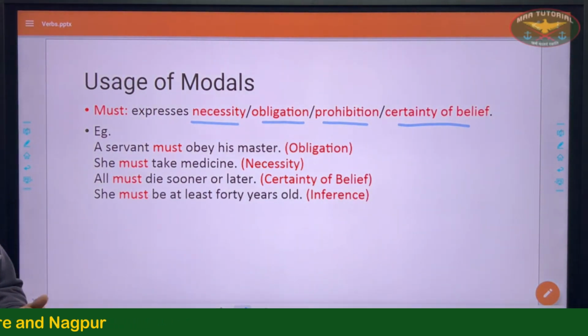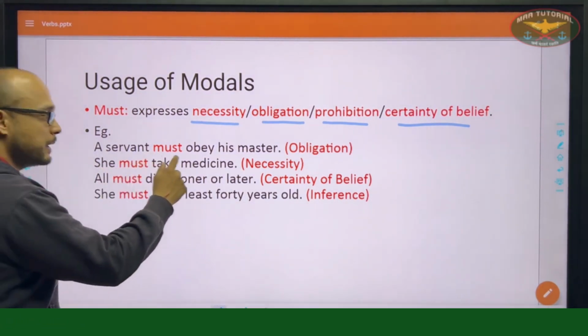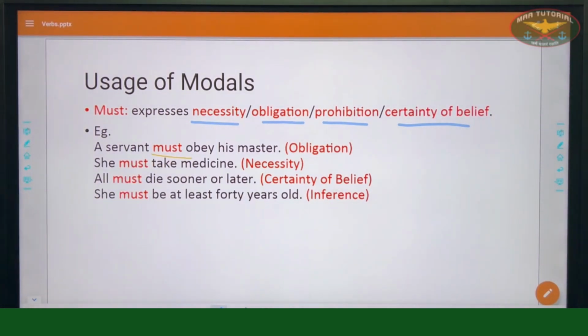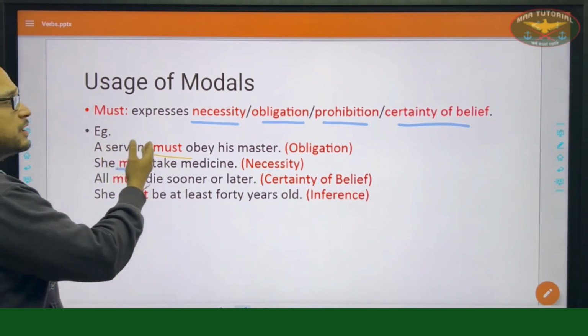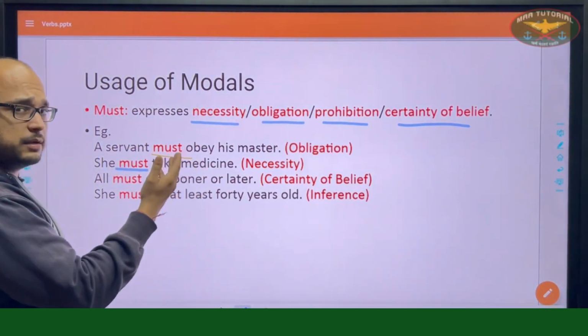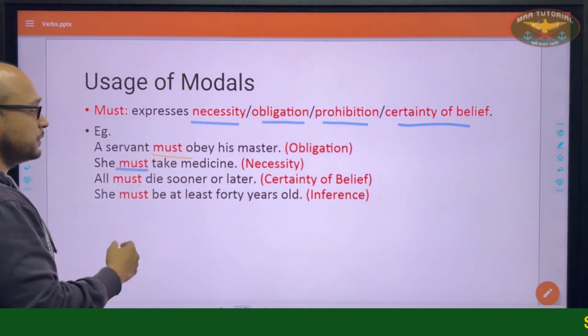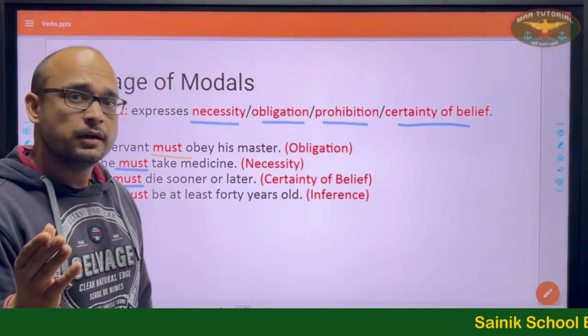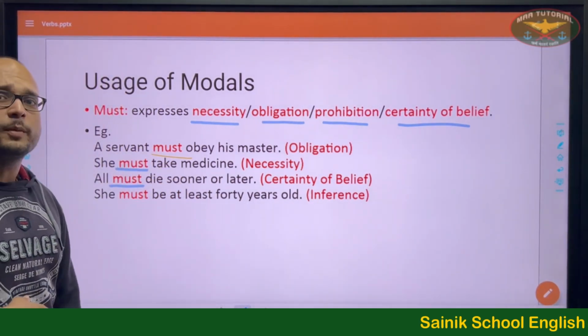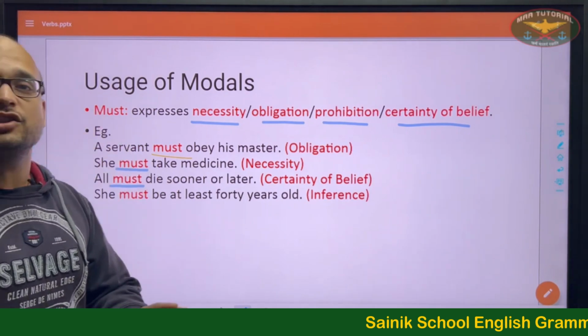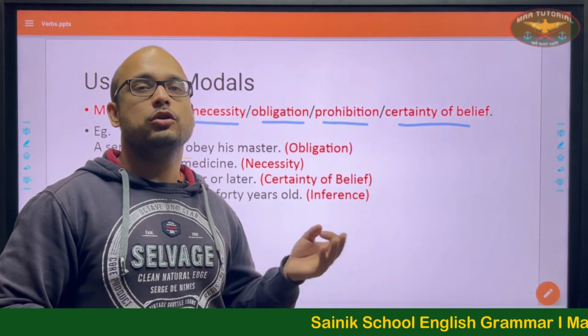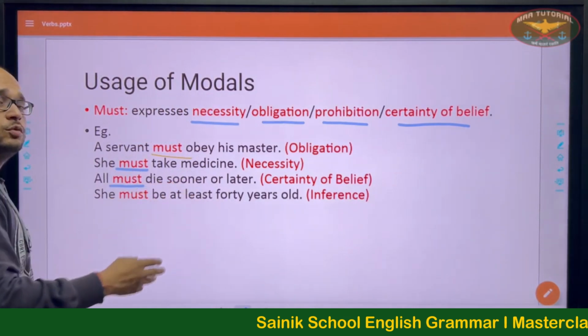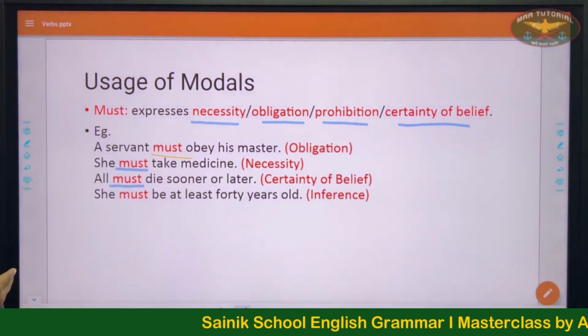All must enjoy life and die sooner or later. A servant must obey his master. Obligation. It's an obligation that a servant must obey his master. But a servant can choose. He can choose not to obey the master. But we are saying must because it's an obligation. But when I say all must die sooner or later, it's certainty of belief. It's not a choice. Here, the servant can choose to disobey. We are just advising. We are saying the servant is obliged, obligated. The servant has an obligation to obey the master. But all must die sooner or later. Well, there is no choice there.